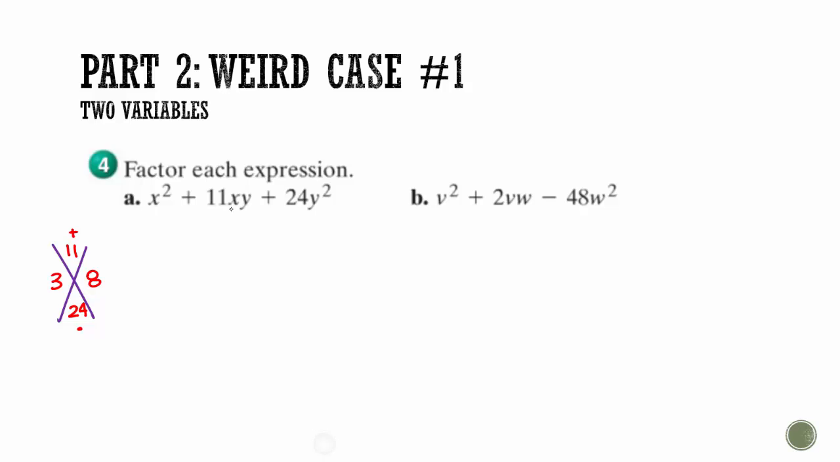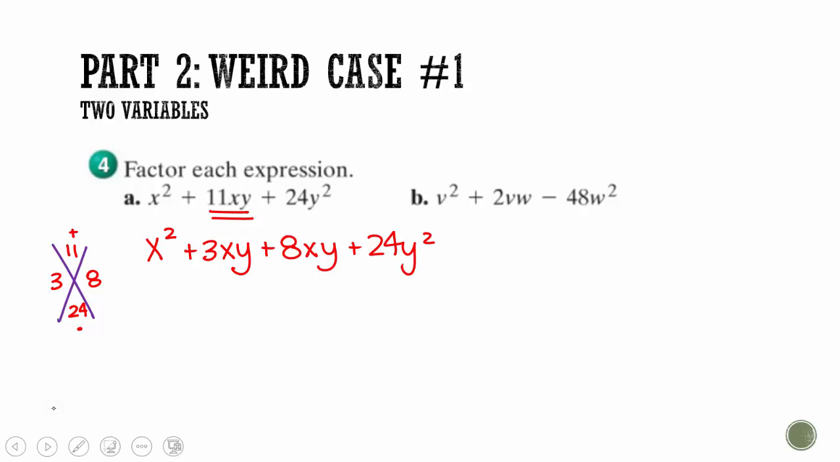And now remember, the goal of this is to split this guy up. So the x squared stays exactly the same, but now this is going to be 3xy plus 8xy, because that would combine to make 11xy, plus 24y squared. And now we just get to factor by grouping.